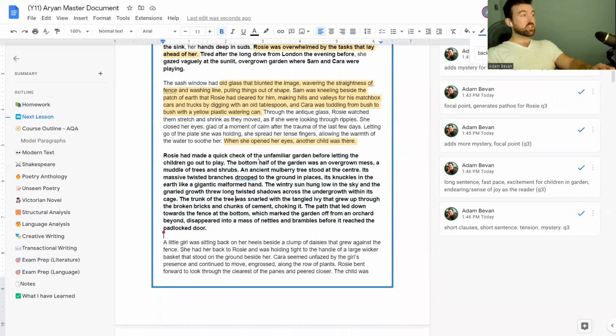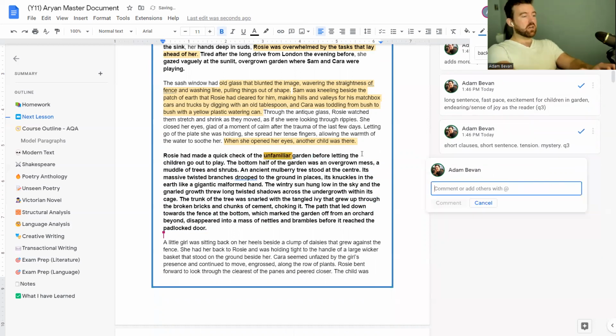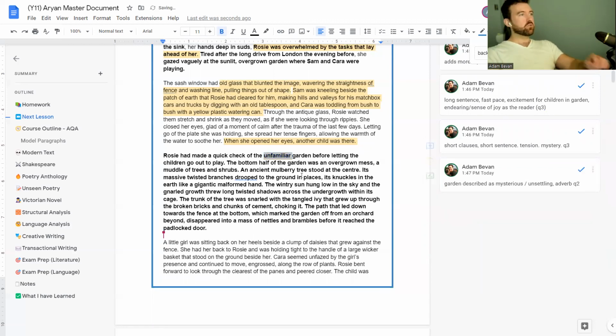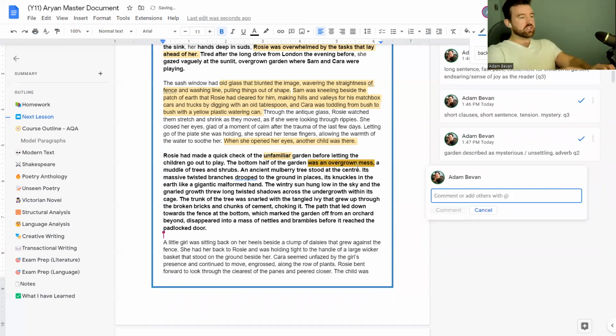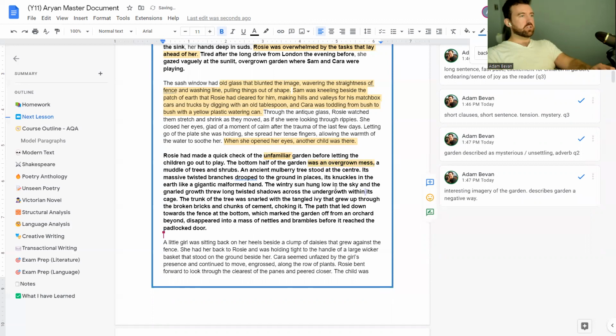Rosie had made a quick check of the unfamiliar garden before letting the children go out to play. So we've got the adjective unfamiliar, garden described as mysterious, possibly untrustworthy, unsettling, that sort of thing. So that comes from the adjective, and this is question 2. Before letting the children go out to play, the bottom half of the garden was an overgrown mess. So that's quite interesting imagery of the garden. It describes the garden in quite a negative way. Negative connotations of a garden that is wild and overgrown.